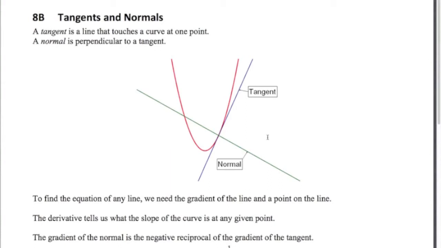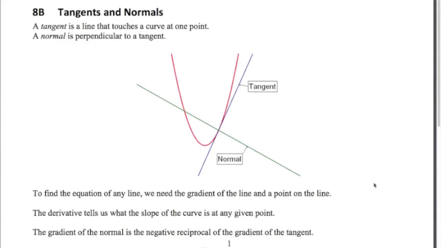A tangent is a line that just touches a curve at one spot. That's the blue line you see there. And a normal is a line that is perpendicular to the tangent. So it goes through the same point on the curve, but it's at 90 degrees to the tangent.